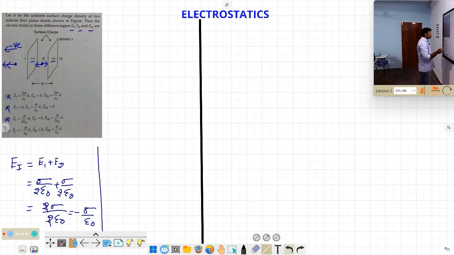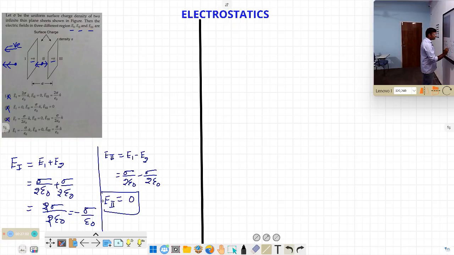Both are opposite. Both are opposite means what? The net electric field in the second region is equal to E1 minus E2, we can write. Both are equal, that is sigma by 2 epsilon naught minus sigma by 2 epsilon naught, which becomes equal to 0. So the electric field in the second region is equal to how much? 0 you are going to get. So 0 is correct. First one is minus, second one is 0.